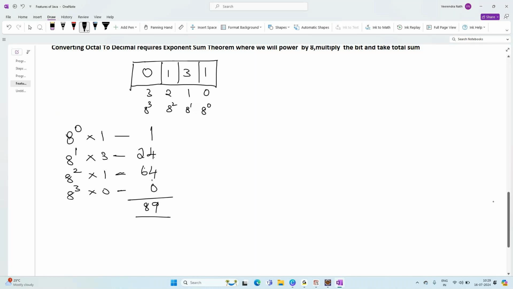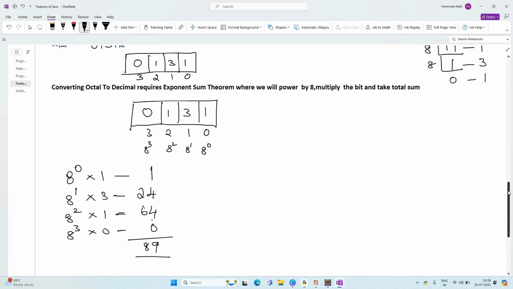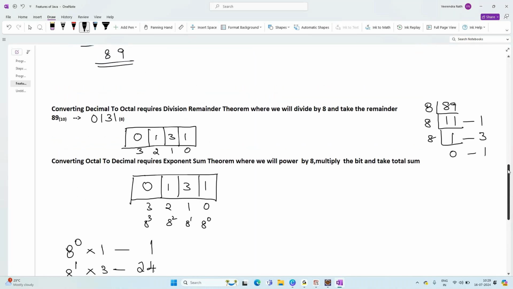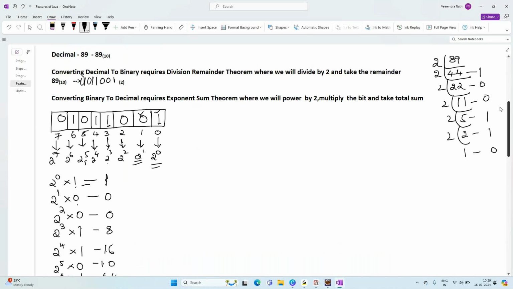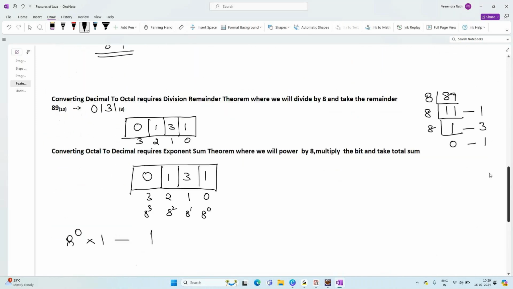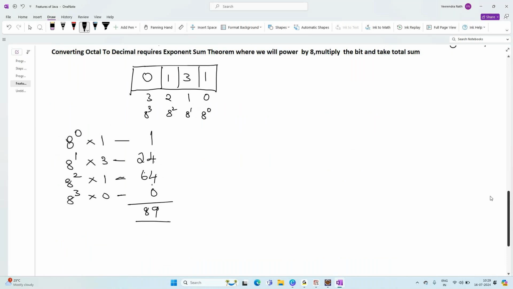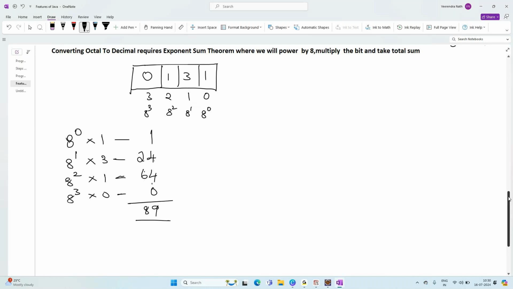Now 89, same 89 you got? Yes or no? So that is how we are dealing with the conversion of the octal. Conversion of the octal, and then again octal is converted into decimal. Is this clear? Okay. Then coming to the next one.